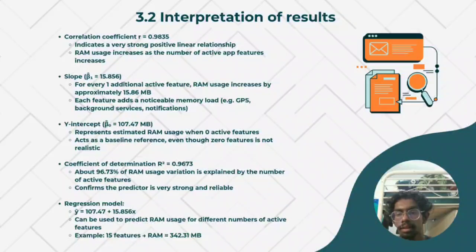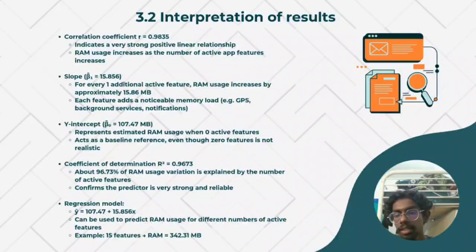Then, the y-intercept beta null value of 107.47 MB represents the estimated RAM usage when no active app features are enabled. Although a mobile app cannot realistically have 0 active features, this value serves as a baseline estimate for the model. The coefficient of determination R squared value of 0.9673 shows that approximately 96.73% of the variation in RAM usage Y can be explained by the number of active app features X. This confirms that the number of active features is a very strong predictor of the RAM usage.